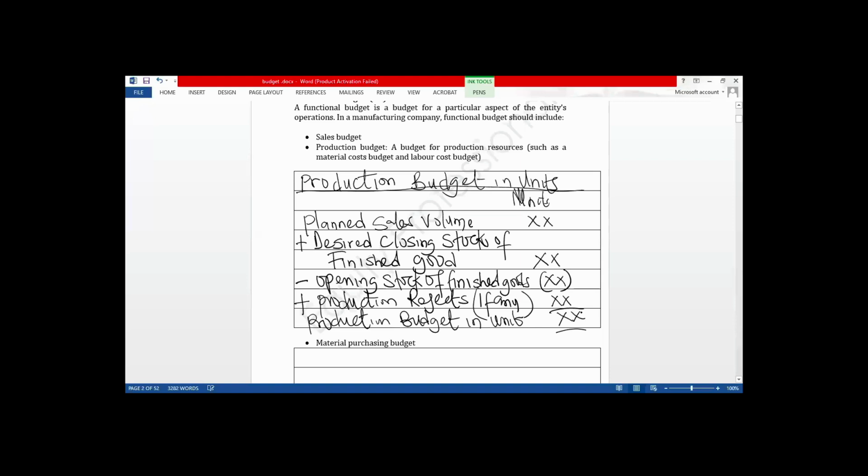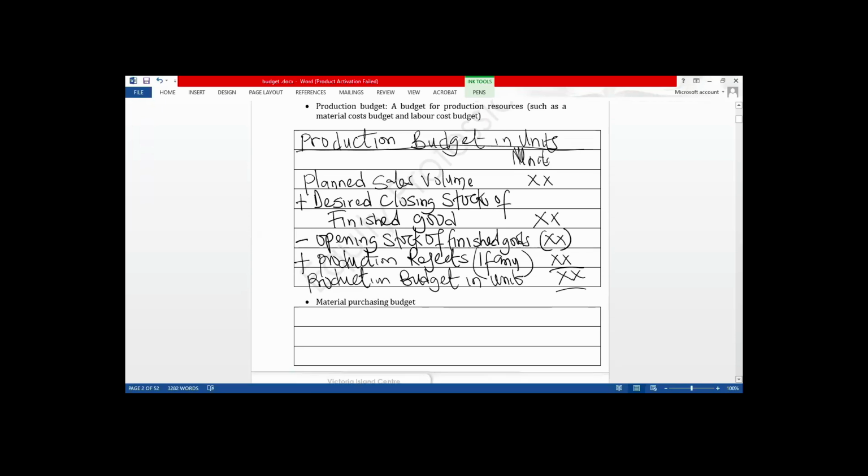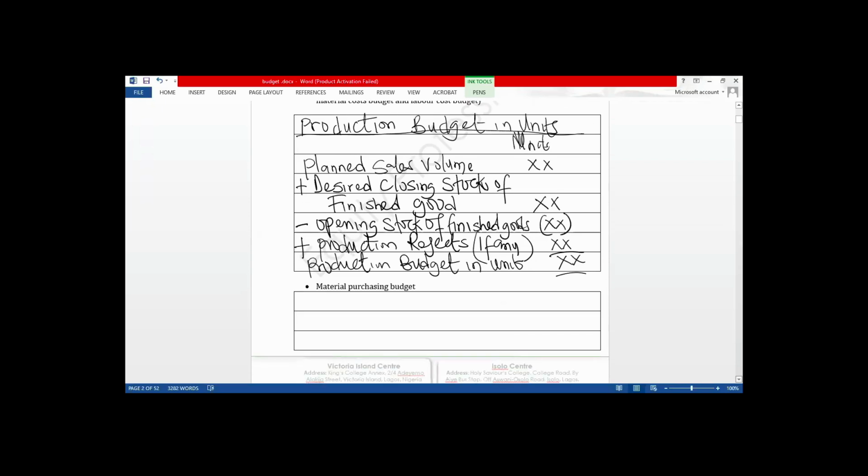So if you have to prepare a production budget, you are going to pick your budgeted sales volume, add your desired closing stock of finished goods, less opening stock of finished goods, then plus production rejects, if any. At times, some questions will give you production rejects. At times, some questions will not give you production rejects. So please note this. This is the specimen of production budget, if you are required to prepare one. Then the next is material purchase budget.